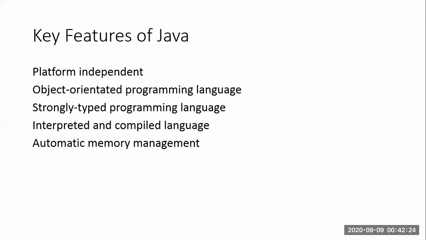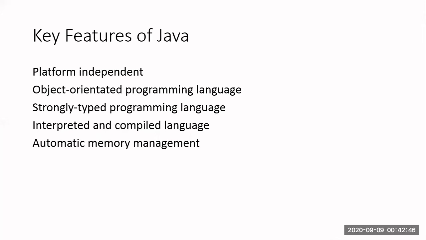Next is object-oriented programming language. That's what we saw in our second slide. It is the logic of object-oriented programming. So once again, I tell you, whenever the word object-oriented comes, what are the concepts it includes? It has data abstraction, encapsulation, polymorphism, and inheritance. And it is a very strong programming language built in.